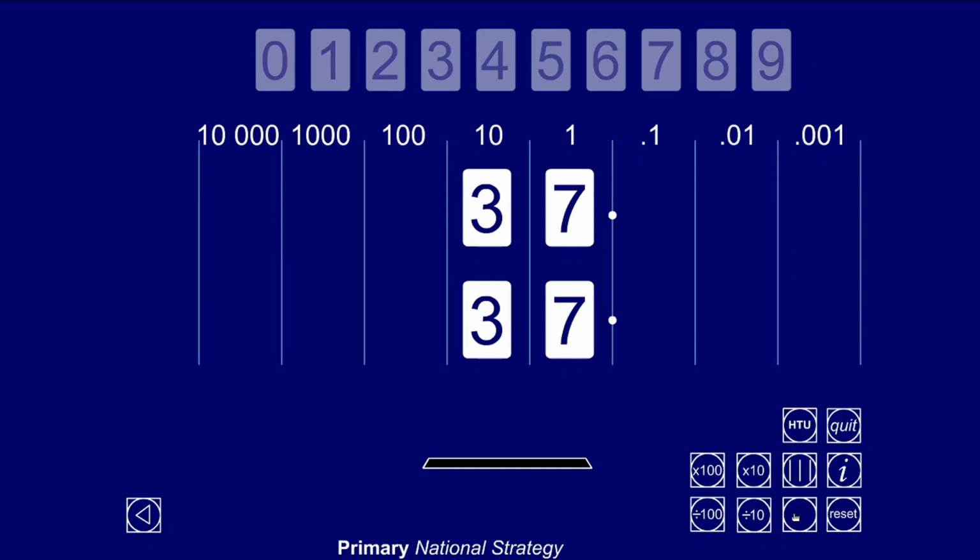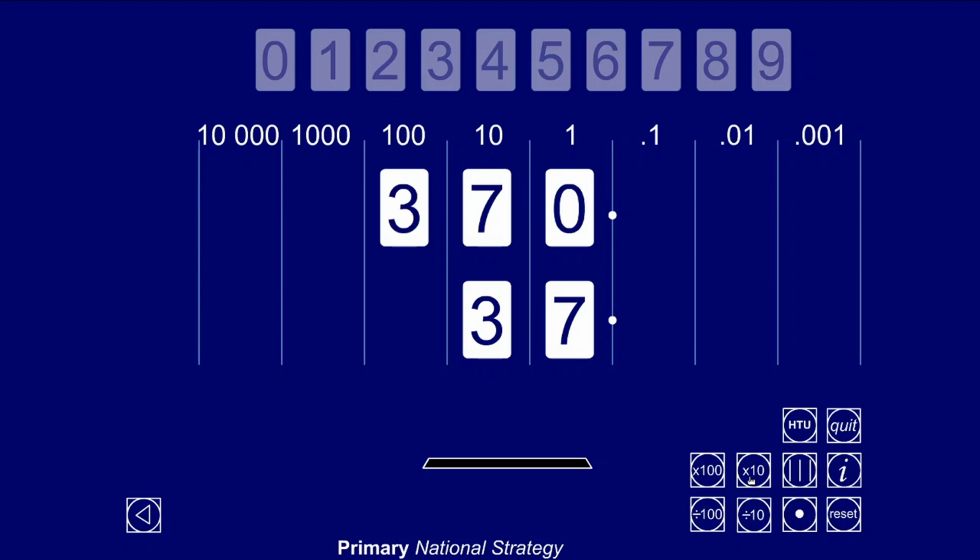Let's first of all look at what we can do just to show multiplying by 10. What's nice about this is as I click the icon for multiply by 10, it only moves the numbers on the top. It leaves the number on the bottom exactly where it is. So I've got the number 37, and what I'm going to show you now on the top is what happens when I multiply by 10.